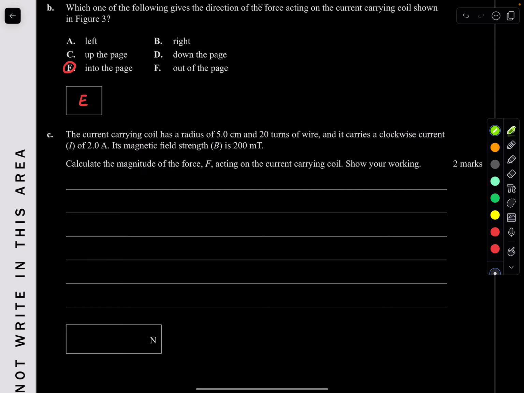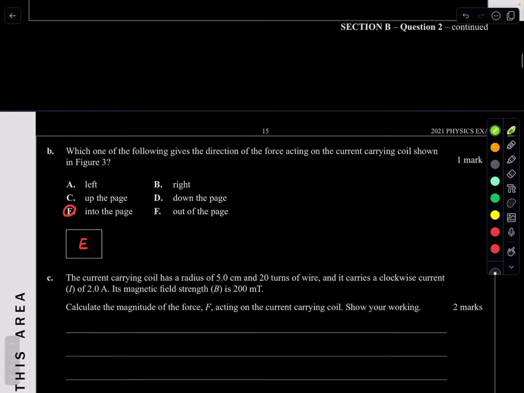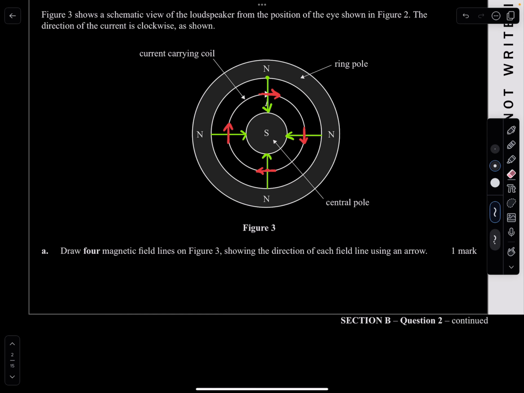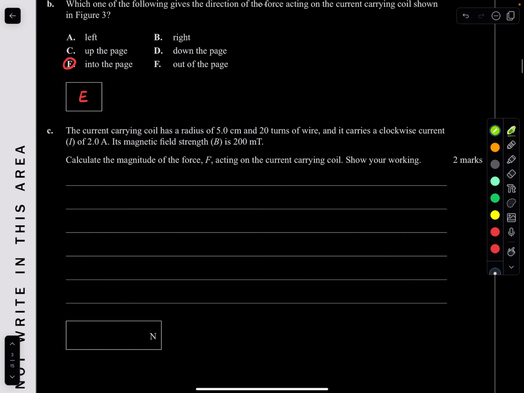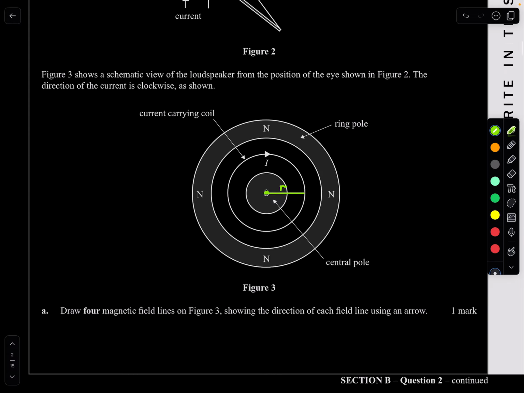C. The current carrying coil has a radius of 5 centimeters. All right, so let me just rub this out. I don't need these anymore. So we know that the radius over here, of this coil, is 5 centimeters. That's your radius. So the current carrying coil has a radius of this and 20 turns of wire. It carries a clockwise current of 2 amps. Its magnetic field strength is that. Calculate the magnetic force acting on the current carrying wire. All right, not too bad.